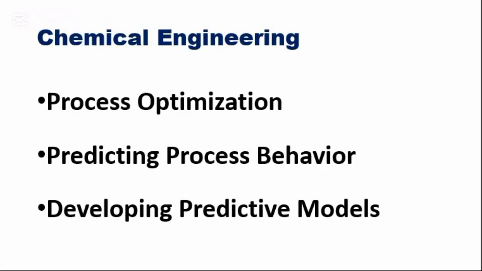Now, as for chemical engineering, regression analysis can be used to optimize the process conditions to achieve desired product quality or even yield. It can also be used to model and understand how changes in input parameters affect process output. Of course, that could allow you to anticipate and then control process behavior.